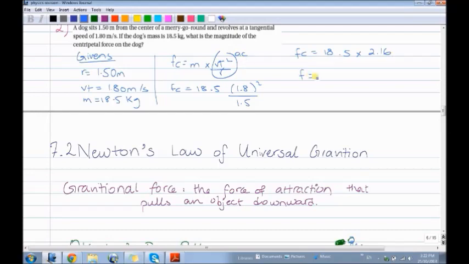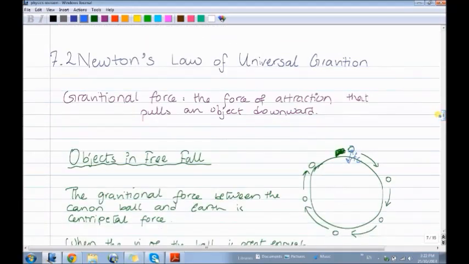So it's going to be 39.96 newtons. Don't forget it. Now we finished section 1. Now we will be going to section 2, Newton's law of universal gravitation.